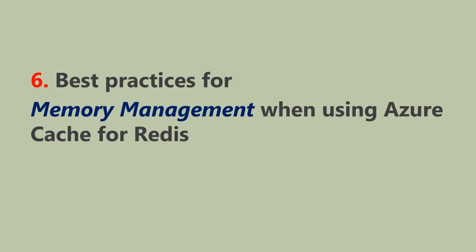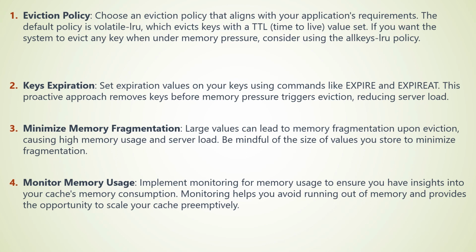6. Best practices for memory management when using Azure Cache for Redis. Eviction policy. Choose an eviction policy that aligns with your application's requirements. The default policy is volatile-lru, which evicts keys with the TTL (time to live) value set. If you want the system to evict any key when under memory pressure, consider using the allkeys-lru policy.